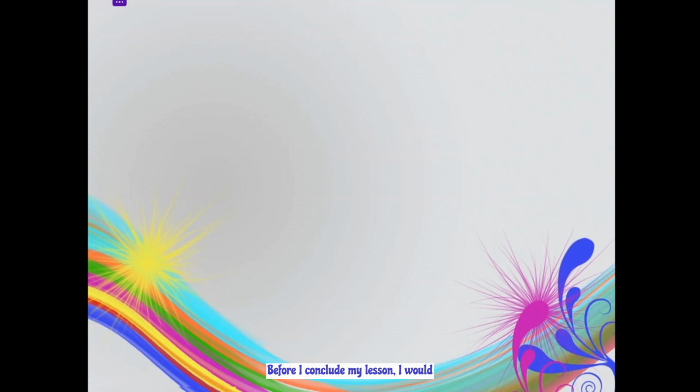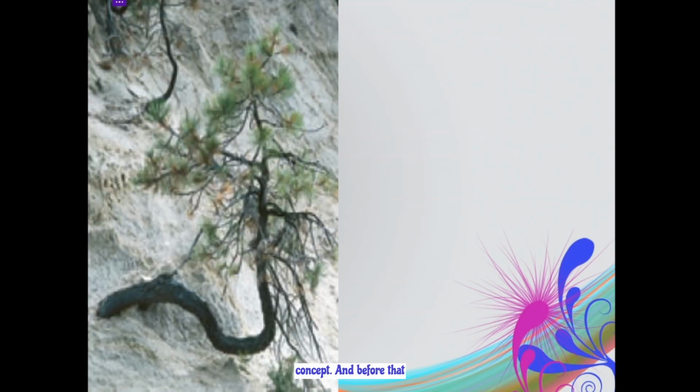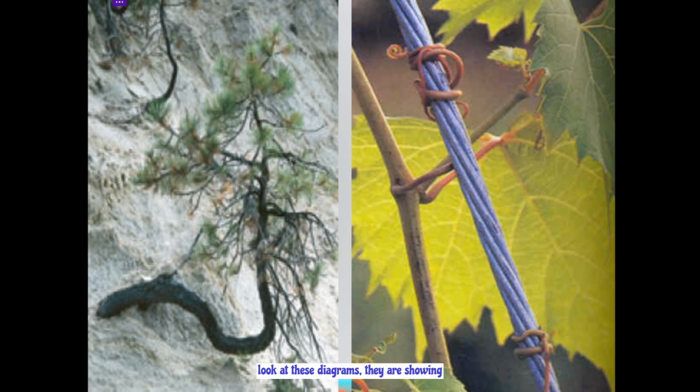Before I conclude my lesson, I would like to introduce our new concept, and before that, look at these diagrams. They are showing support in plants, how it is achieved. You can see the mass of the plant in our diagram being supported by the tissues which provide support. You can also see this barbed wire providing support to this plant which has a weak stem.